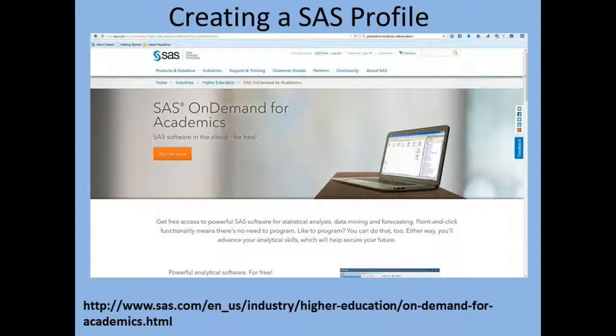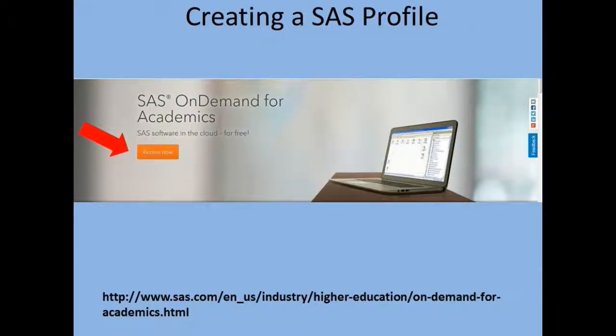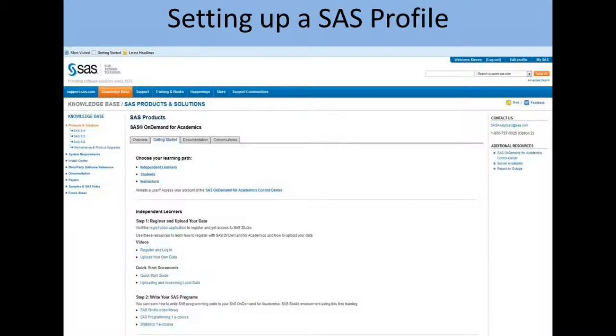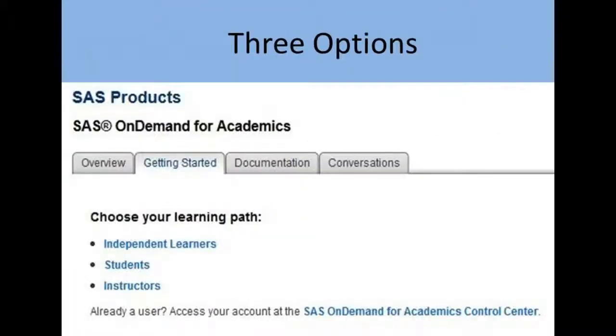You want to go to the web page for SAS On Demand for Academics and click on the orange button in the center that says Access Now. This will take you to the page that you see here, and you basically have three options. You can create your profile as either an independent learner, a student, or an instructor. I recommend independent learner. There are reasons why you might want to choose student or instructor, but I'll explain these later. For right now, think about independent learner.